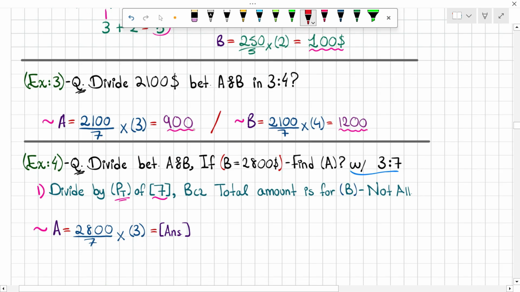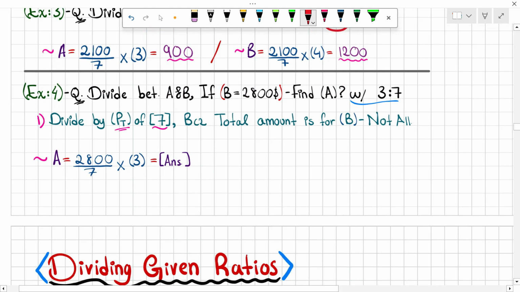Another example, divide $2100 between A and B in 3 to 4 ratio. Our total part is 7. Our amount is 2100. So 2100 divided by 7 times the separate parts. So times 3 is 900, times 4 is 1200. Divide between A and B.